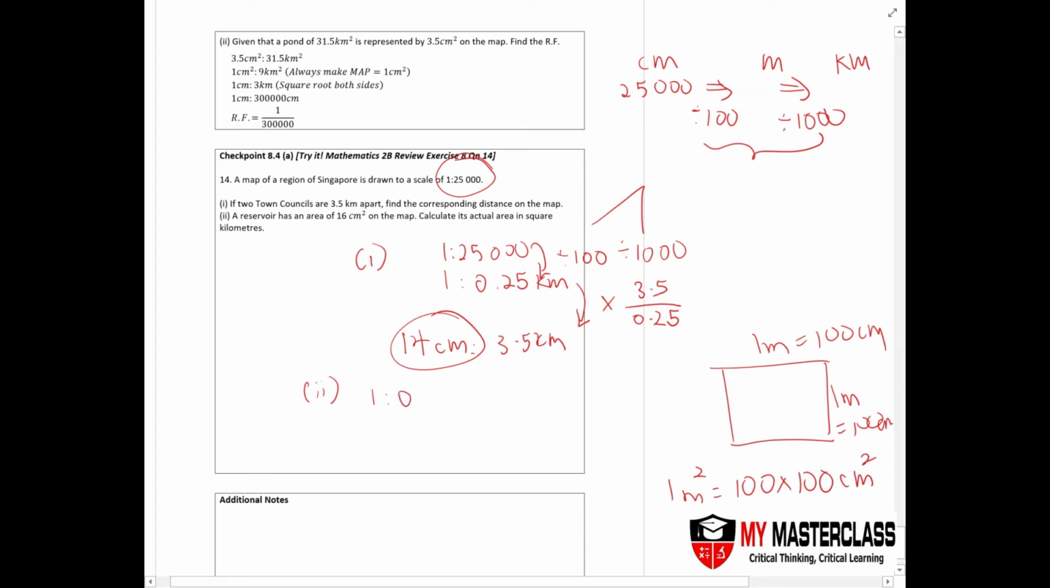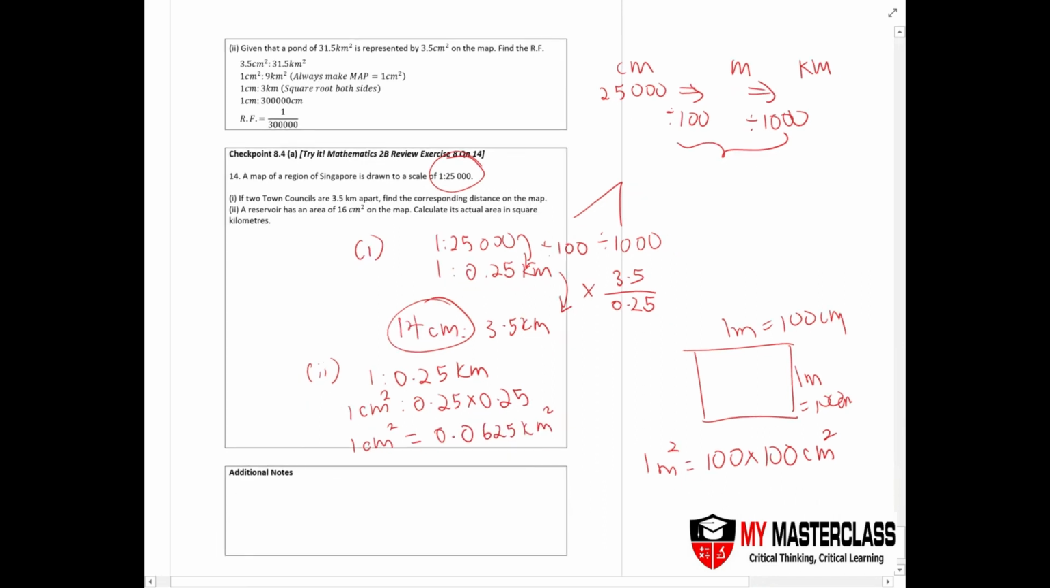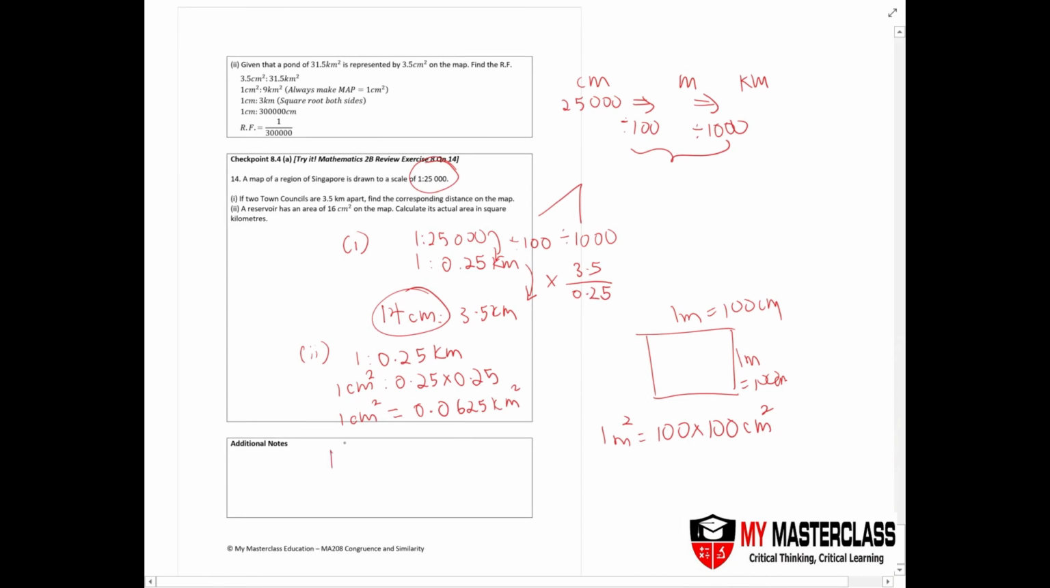So 1 cm is to 0.25 kilometer. So 1 cm square is equal to 0.25 multiplied by 0.25. Can see? Okay, so this will give you 1 cm square is to 0.0625 kilometer square. Okay, so an area has 16 cm, right? So 16 cm. Okay, then you take 0.0625 multiplied by 16. So therefore, you should get 1 kilometer square over here. Okay?